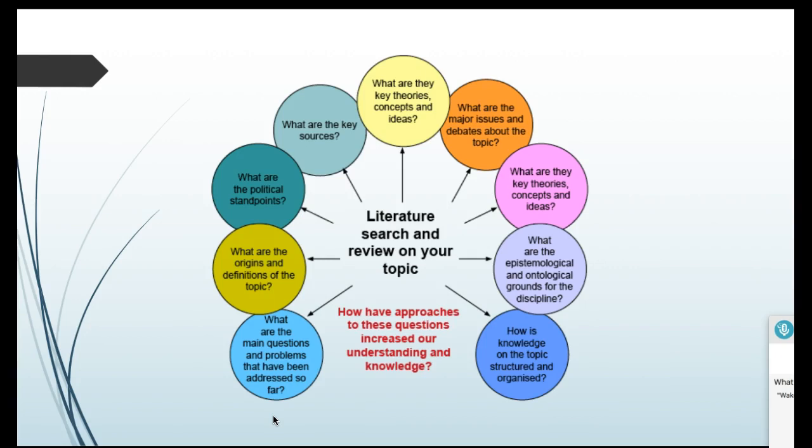So as you are narrowing your topic or looking at your topic, here are some things to ask yourself. I won't go over all these bubbles, but definitely, what are the main questions and problems that have been addressed so far? What have other researchers looked at? What are the origins and definitions of the topic? They had to start someplace. What are the key sources? What are the key theories and concepts and ideas that you want to base your research question on?